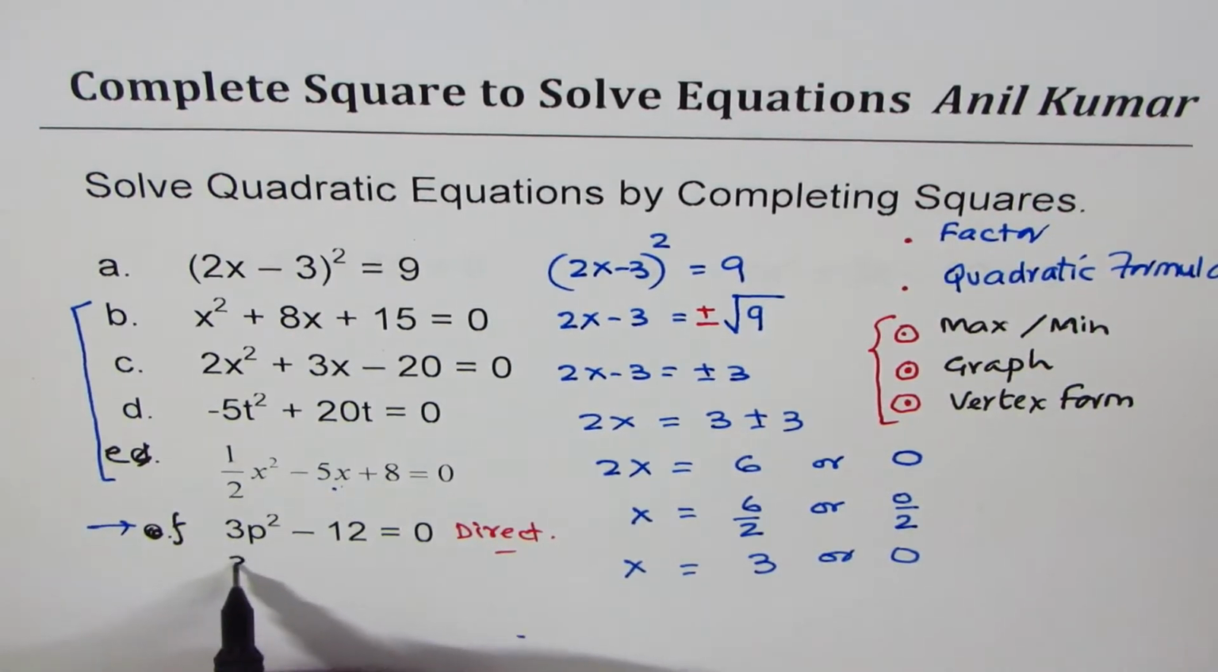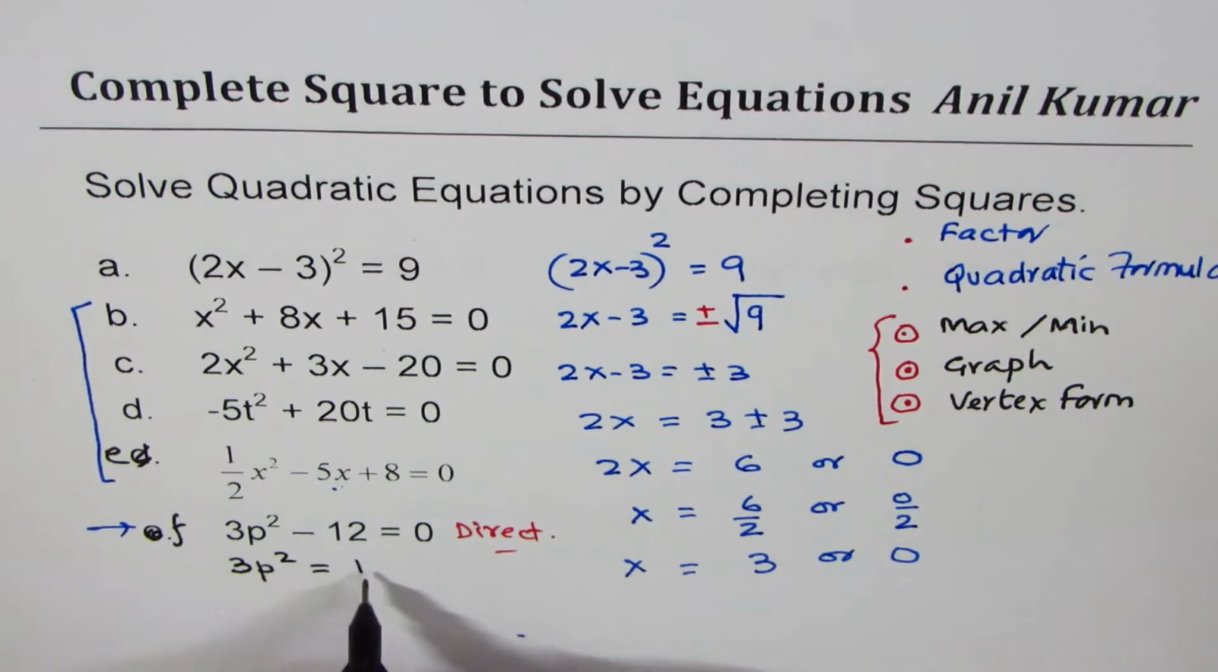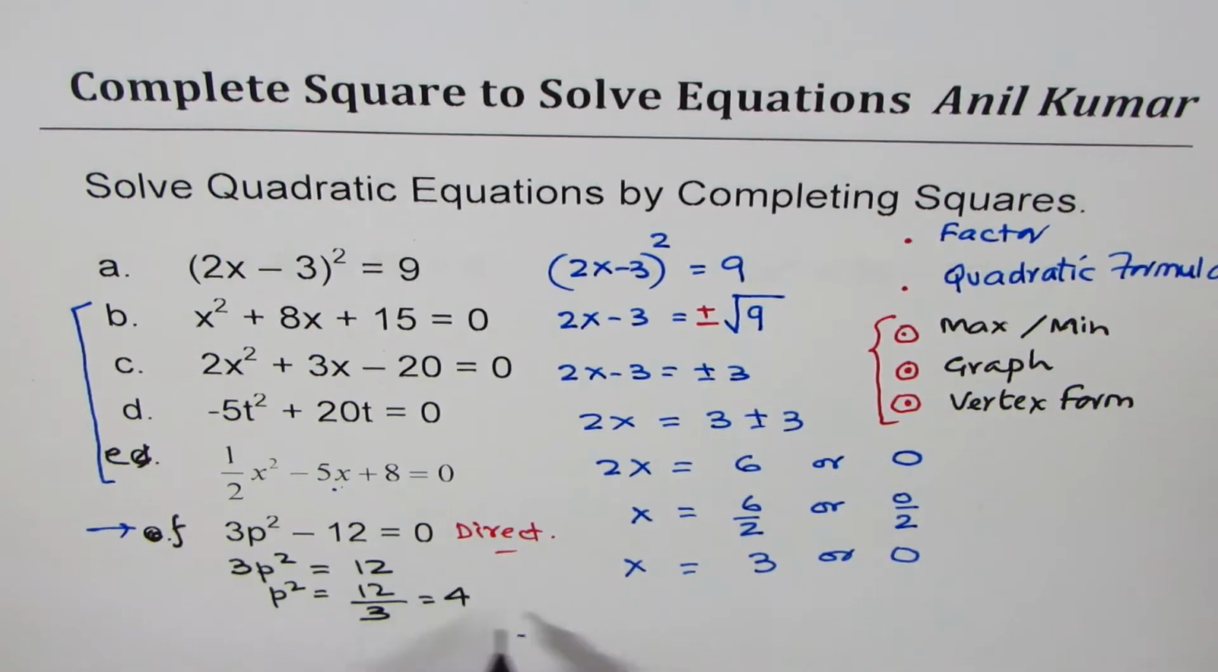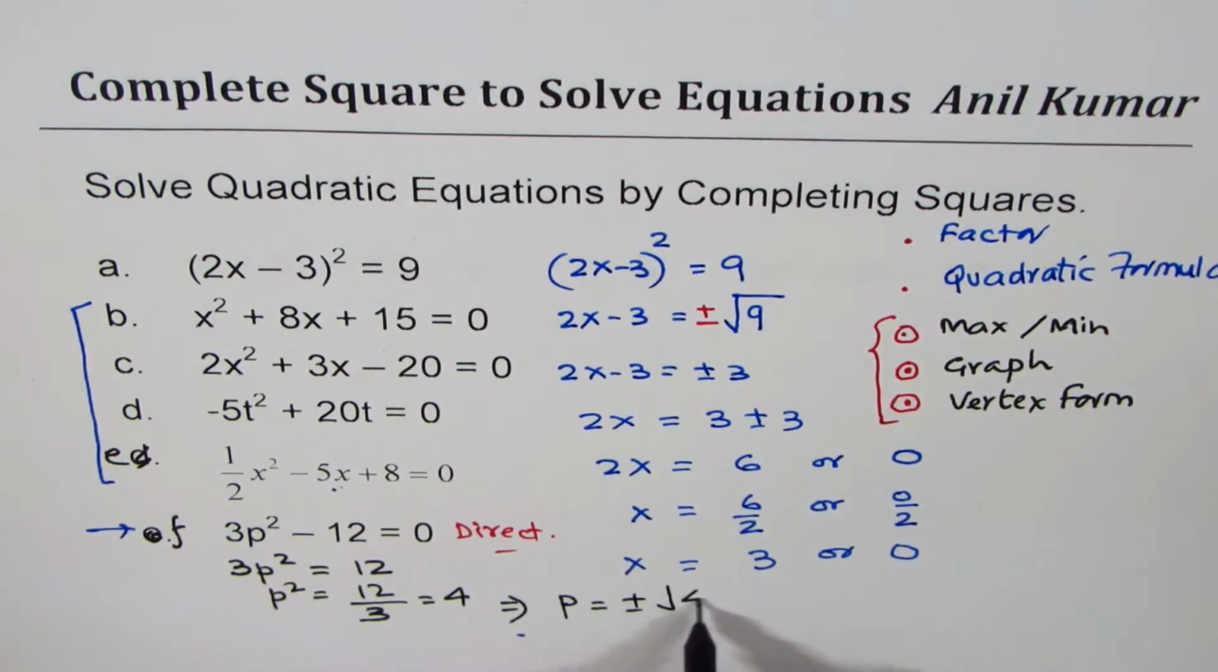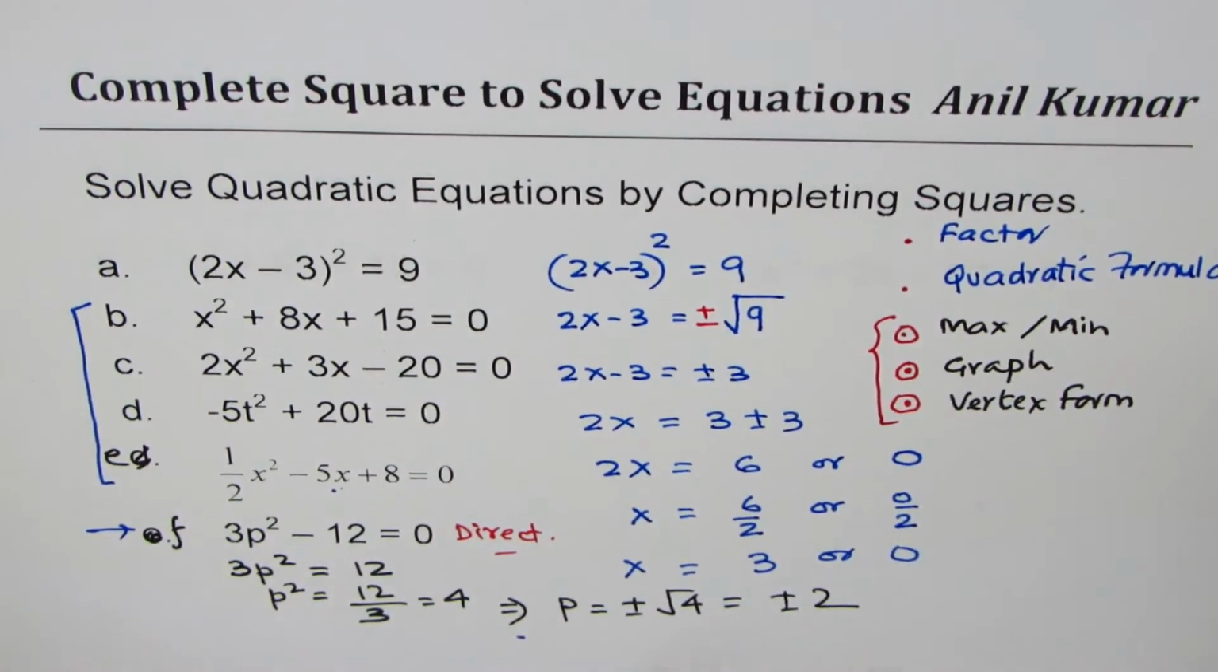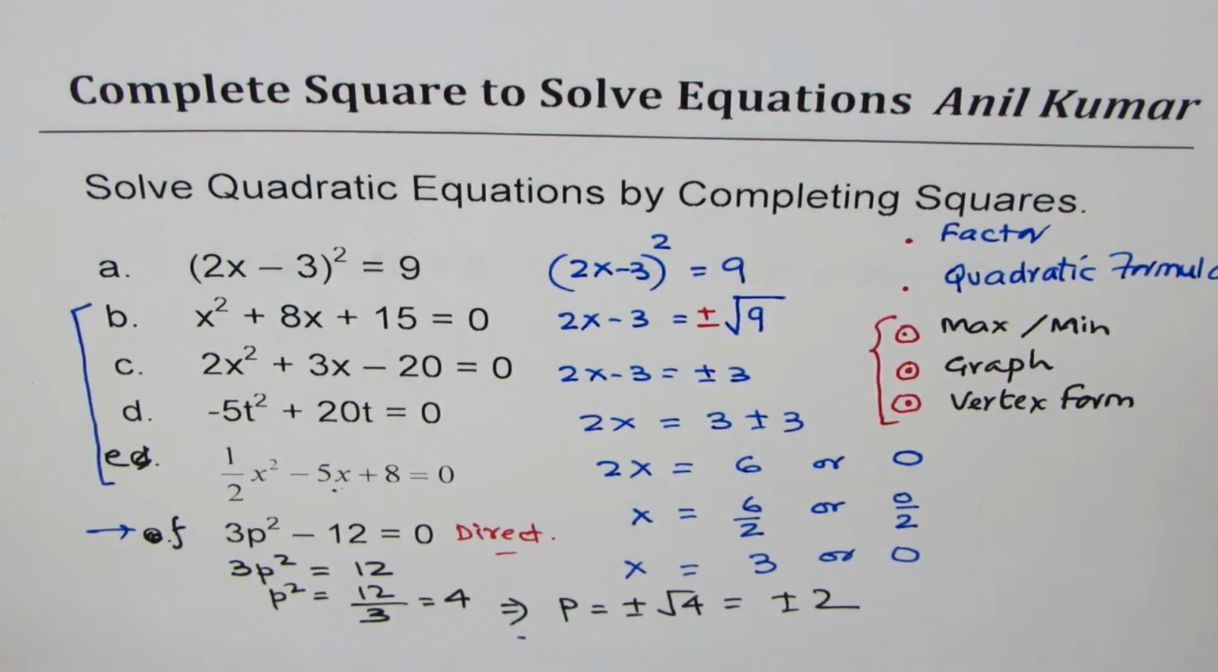Okay, so we could write this as 3p² = 12, and that gives you p² = 12/3, which is 4, and then p will be what? That gives you the answer, p = ±√4, which is ±2, right? So we get two solutions for this equation also, which is ±2, right? So let me now continue with parts B and C, and then we'll take D and E.